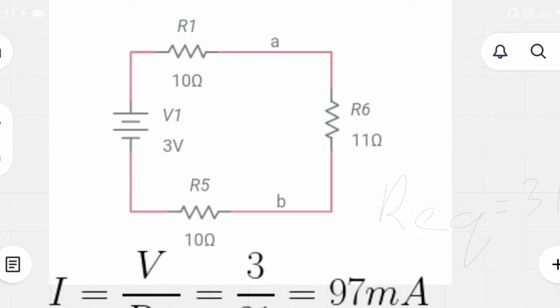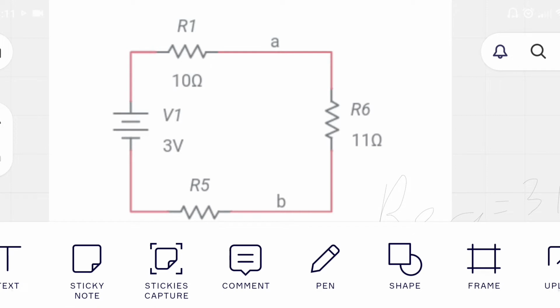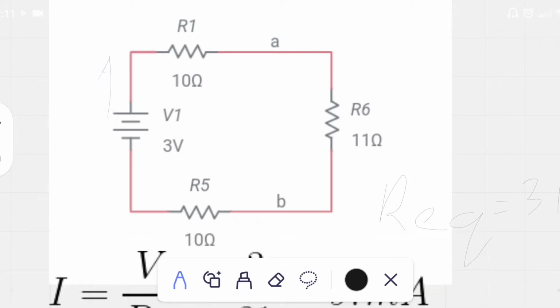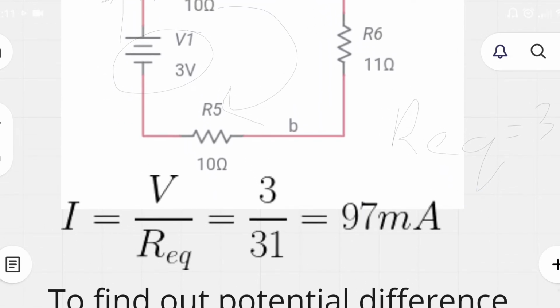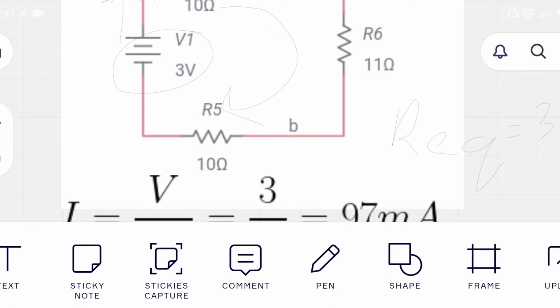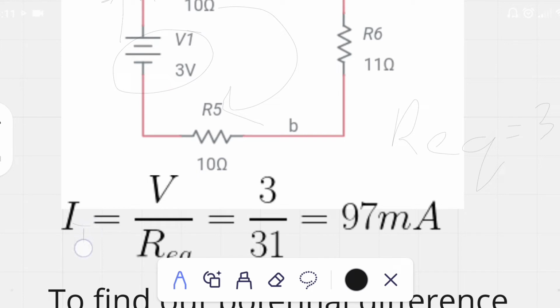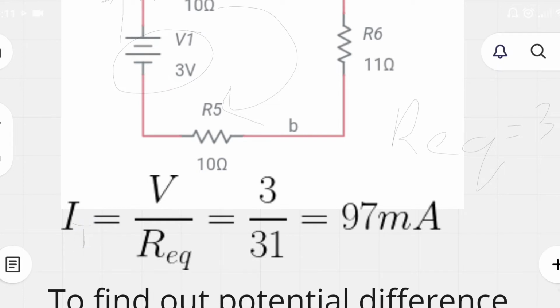Now it's time to find out the total current flowing through this circuit, that is the total current flowing because of this voltage source, which is equal to IT. This is IT, a single current flowing in this circuit because it is a series circuit. I is equal to V upon R equivalent, which is calculated at 31. Substitute values, we get I, that is IT, the total current flowing through this circuit, which is equal to 97 milliampere.